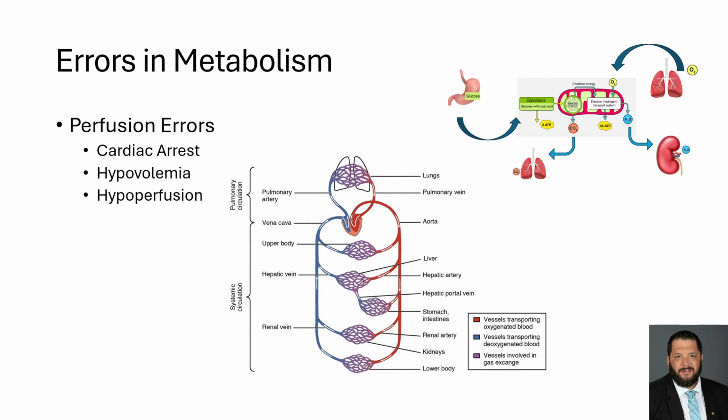Perfusion errors can also prevent the materials getting to and from the cells that they need to. So things like cardiac arrest, hypovolemia, states of shock, hypoperfusion. All of these elements have to come into play so that we can produce the adenosine triphosphate that's needed for the body to engage in its normal functions.